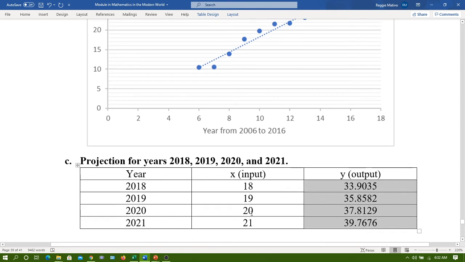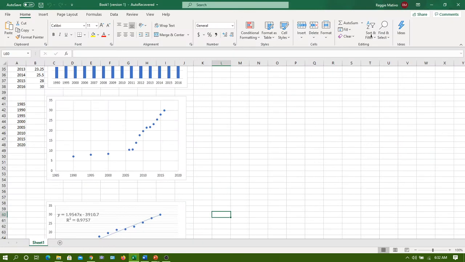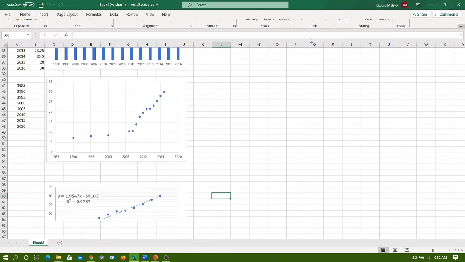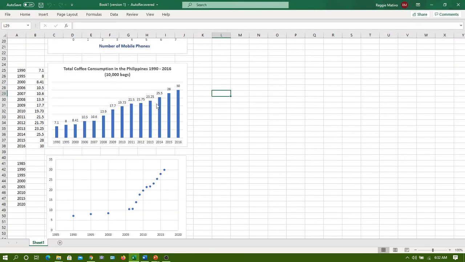So here, you just need to substitute x with 18, 19, 20, and 21. Then you get the output, this one, 33, 35, 37, and 39. And therefore, we can have projections of the coffee consumption. So if you have previous data, you can project the next data using linear regression. So I will let you take a look at this data here.